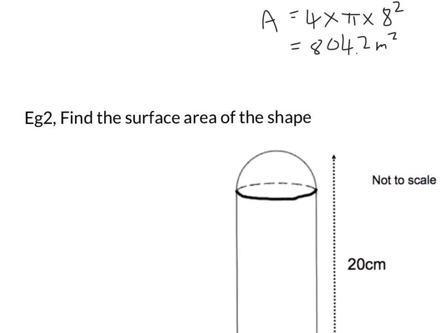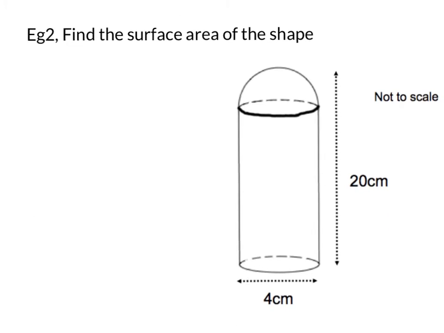Example 2. This is a compound shape. It's made up of two objects. We have to find the surface area of the shape. So hopefully you can see we've got on the top, looks like half a sphere. That's called a hemisphere. And on the bottom we've got a cylinder.